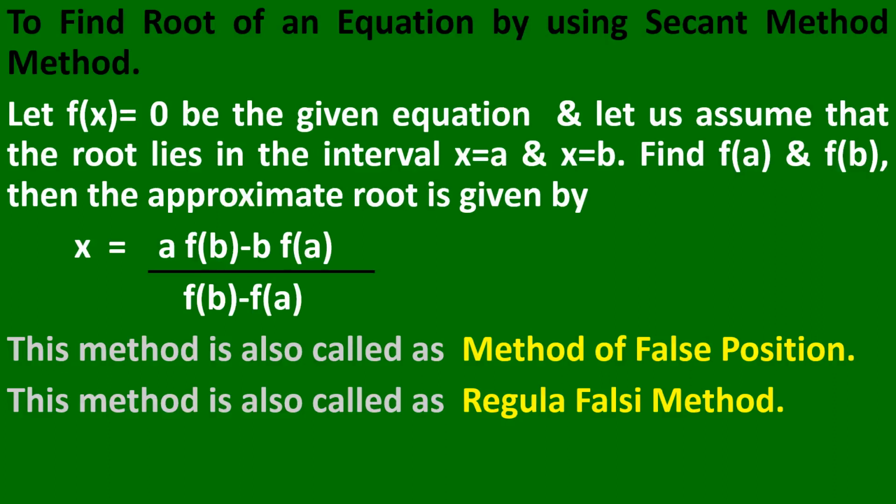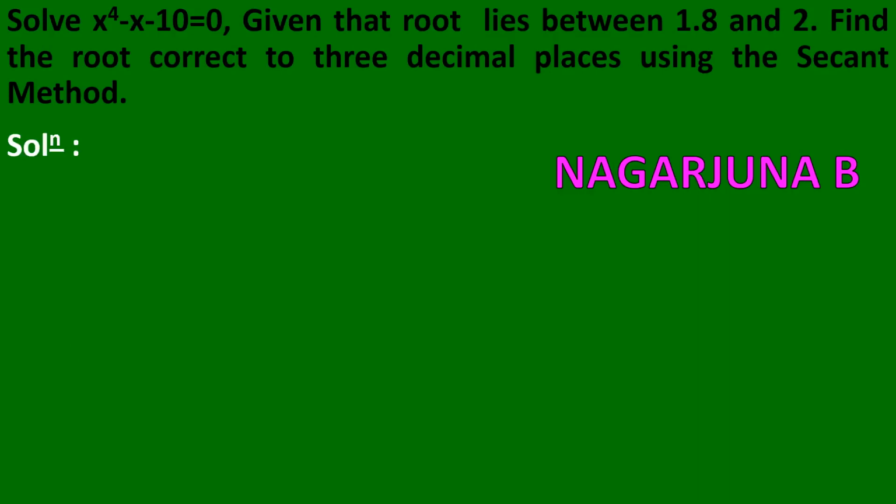Solve x to the power 4 minus x minus 10 equals 0, given that the root lies between the interval 1.8 and 2. Find the root correct to 3 decimal places using the secant method. It means after the decimal point you need to find 3 digits to be the same. Up to that you need to iterate the process of finding the root of the equation.